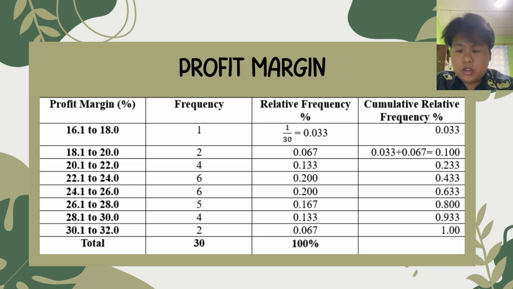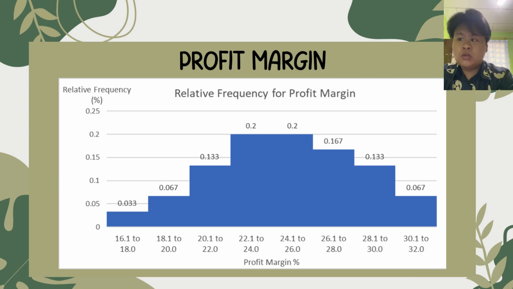Similar to the production cost, for the profit margin we also provide the table to make it easier for us to make the graph later on. Moving to the relative frequency for profit margin graph, we can see that the data points of this graph gradually increase to the right, and two class intervals share the highest relative frequency, which are 22.1 to 24% and 24.1 to 26% of profit margin, which is as high as 0.2 relative frequency.